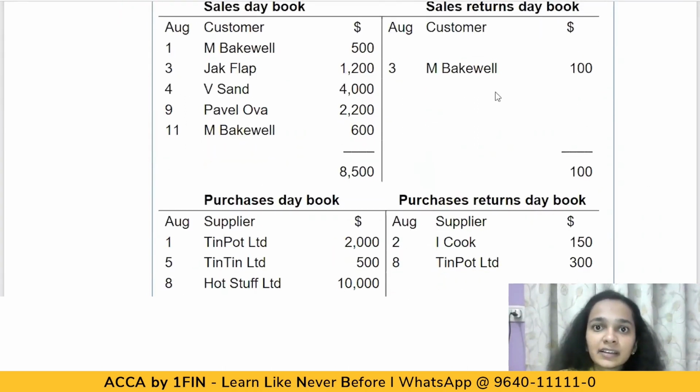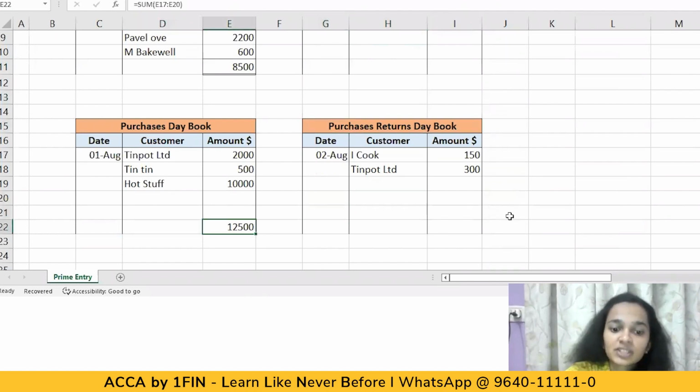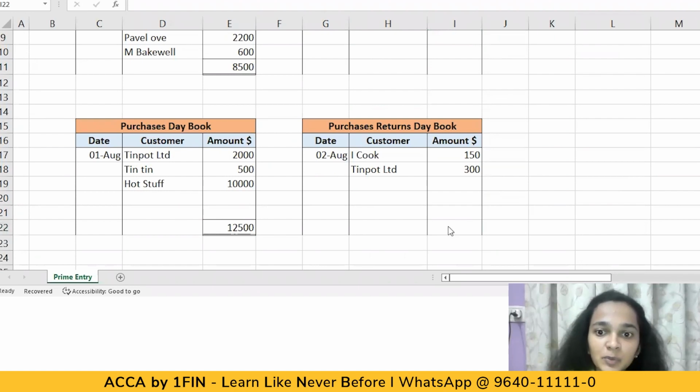So are you all clear? Any doubt here in the format? Any doubt with respect to sales return book or purchase return book or purchase day book, sales day book? Clear how the posting has to be done? What is the format of all these different books?